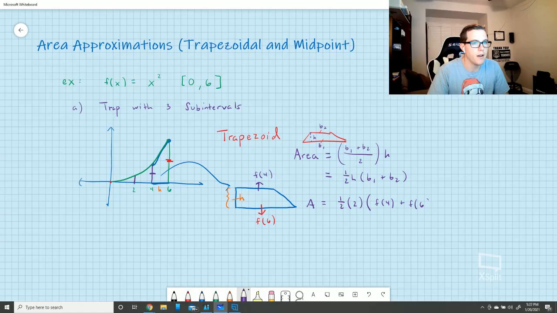That's how you're going to find the area of each of these trapezoids, which is 1/2 times 2 times what I get when I plug in 4, which is 16, because 4 squared is 16, and 6 squared is 36, which is 16 plus 36, 52. So this one was 52. Keep going. Okay, so that was one of them.